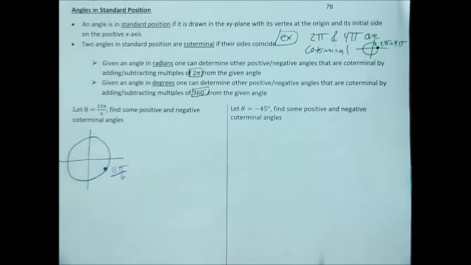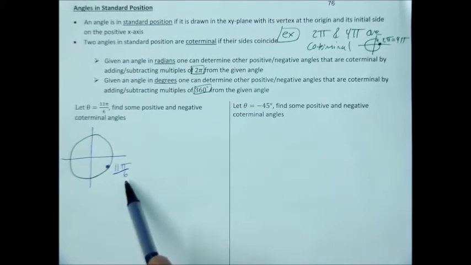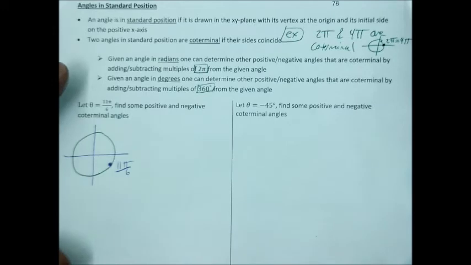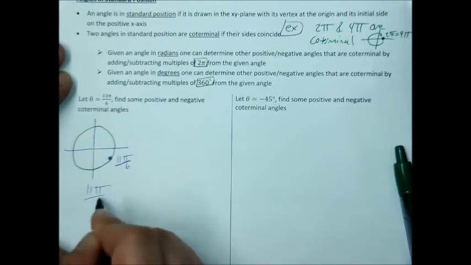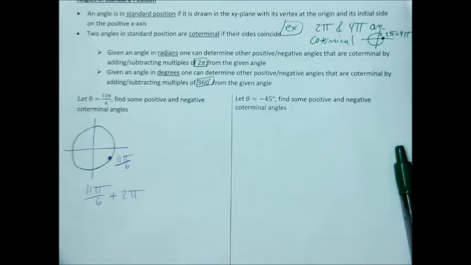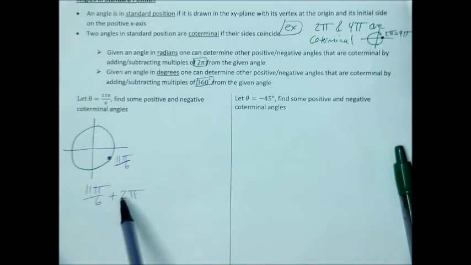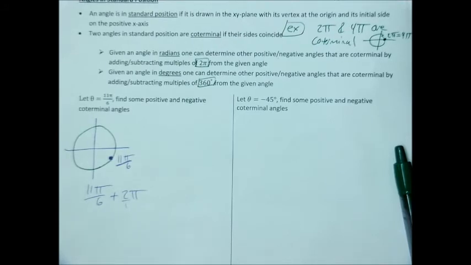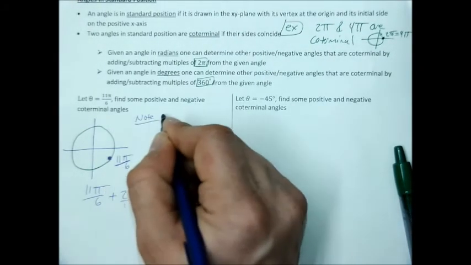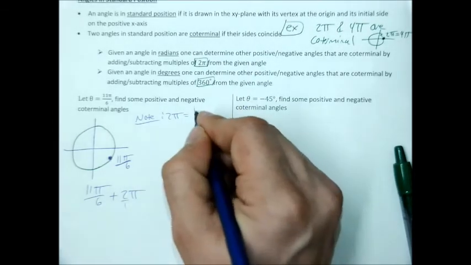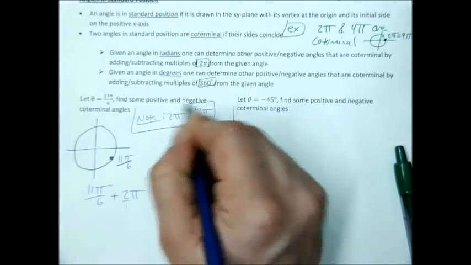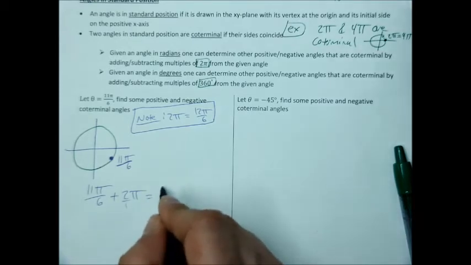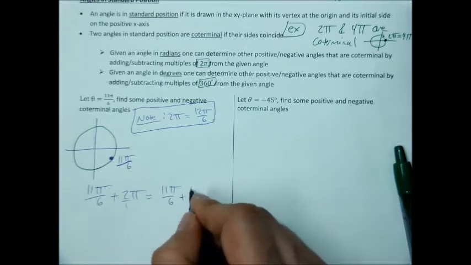If we want to find other angles that are coterminal to 11 pi over 6, we can just add 2 pi every time. What we're going to do is take 11 pi over 6 and add 2 pi to it. To do that, we need to find a common denominator, right? This is like 2 over 1 pi. Let me just put a note up here. Note, 2 pi is the same thing as 12 pi over 6. So instead of adding 2 pi, we're going to add 12 pi over 6 because that's going to give us a common denominator, right? So this is the same thing as 11 pi over 6 plus 12 pi over 6.